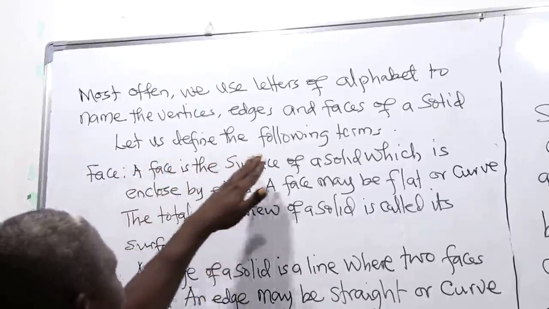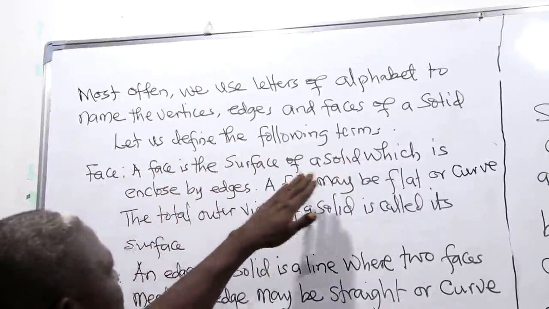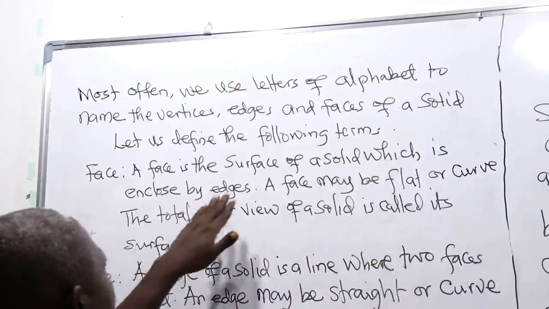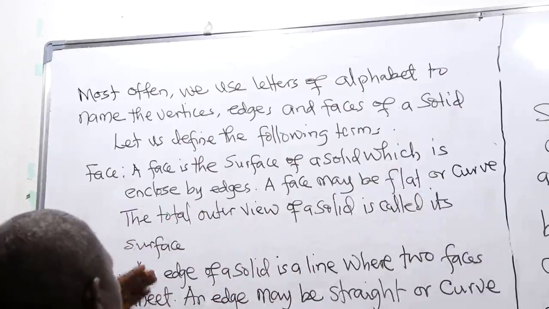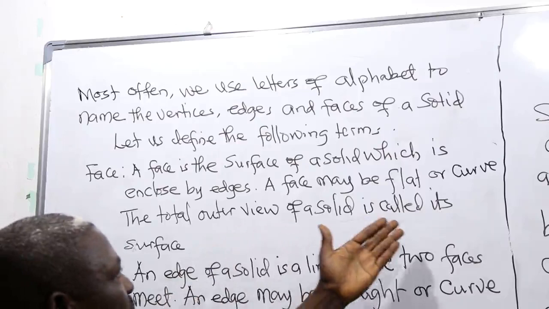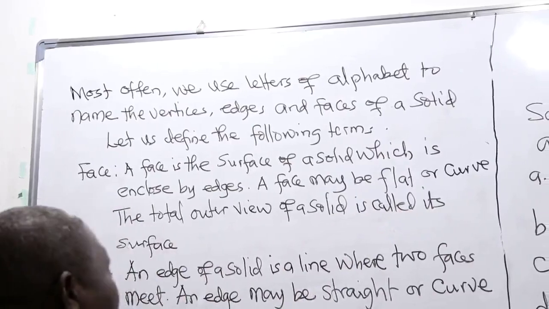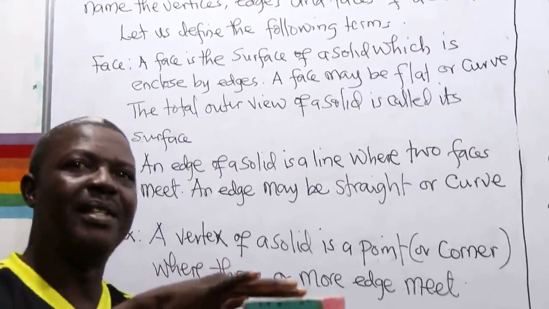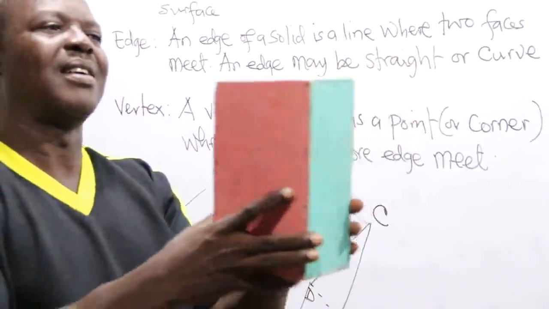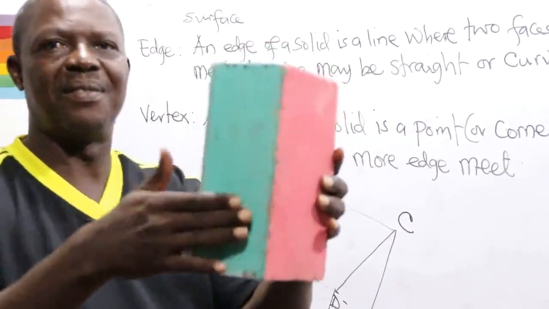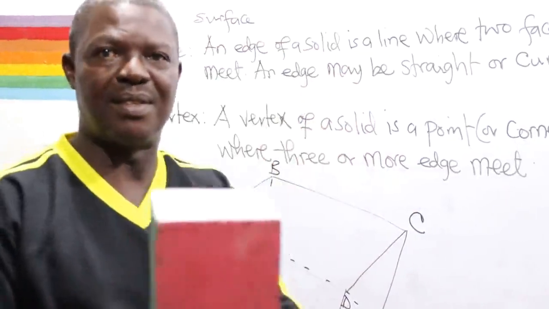Let us define the following terms. Face. A face is the surface of a solid which is enclosed by edges. A face may be flat or curved. The total outer view of a solid is called its surface. Now let's look at it. If you have this, this is a face. This side is also a face. This is a face. By the definition, you should be able to know what a face is.